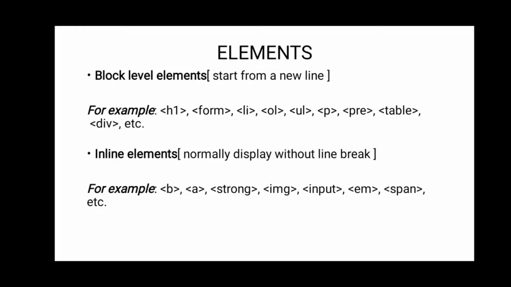For example, the B tag defines a bold text, the A tag defines a hyperlink text, the strong tag defines an important text, the IMG tag defines an image, the input tag defines an input control, the EM tag defines an emphasized text, and the span tag, etc. Similarly, the span element is an inline element that is often used as a container for some text. When used together with CSS, the span element can be used to style parts of the text.